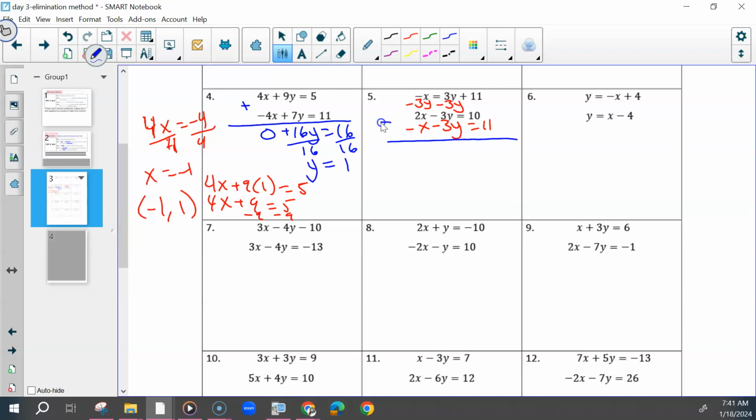Be careful with your negatives here, though. Correct. 2x minus a negative x would be 3x plus 0. 10 minus 11 would be negative 1. This one we're going to get a fraction for both the x and the y. It's not going to be nice, but we're going to do it anyway.